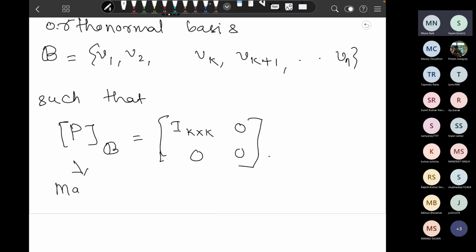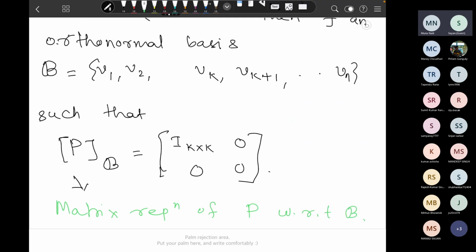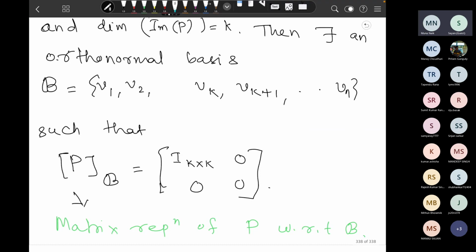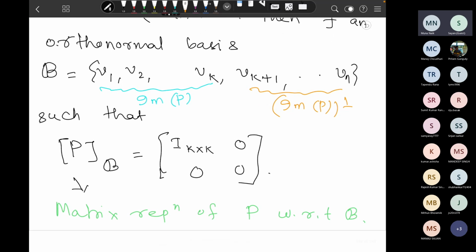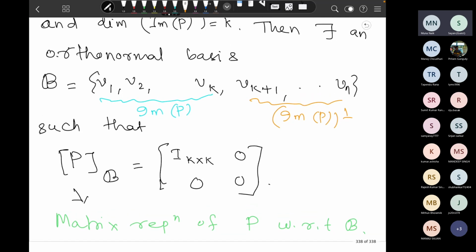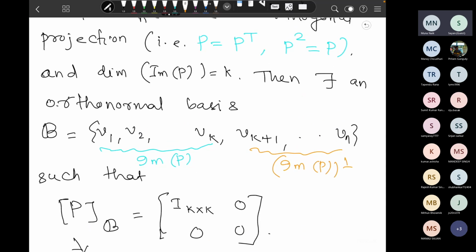This P_B is the matrix representation of P with respect to B. Okay, and how to do that? This is very simple. If you choose V1, V2, ..., Vk belonging to the image of P as an orthonormal basis, and the other vectors you take belonging to the image of P perp, then you will get that. You will see that the matrix representation of P with respect to B will be I k cross k and 0, 0, because the dimension of image of P is equal to K, as I have assumed.